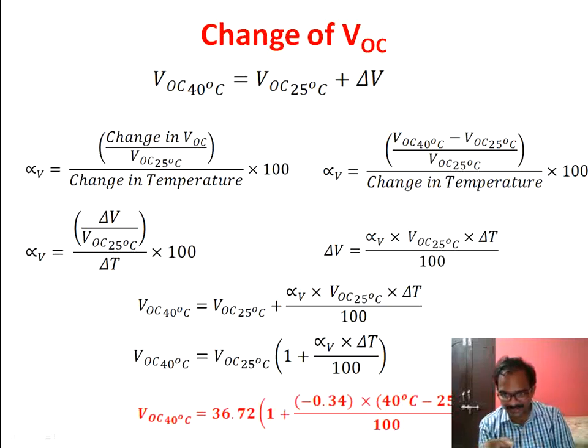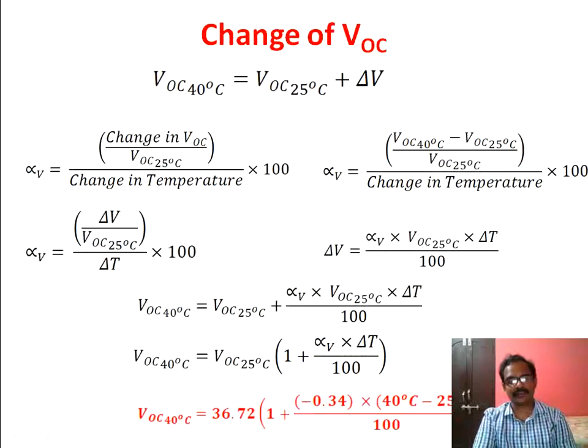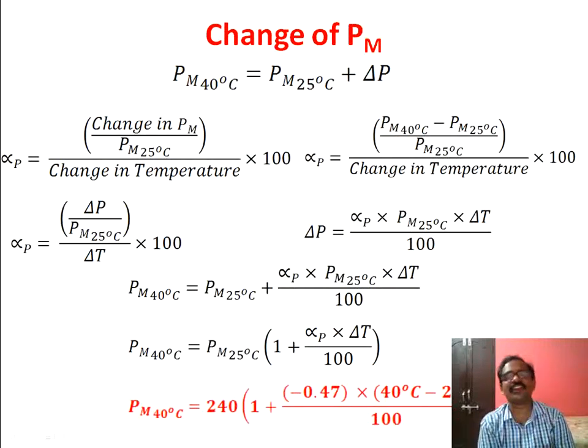You can see there is almost a 2 volt decrease in the voltage. Right. So VOC at 40 degrees centigrade is 34.874 volts, whereas VOC at 25 degrees centigrade is 36.72 volts. The voltage is reduced by 2 volts. But what about the current? Current is increased by only how much? 0.06 amperes only. Right. Now the third one is change in power.